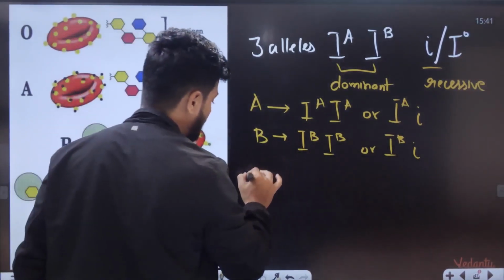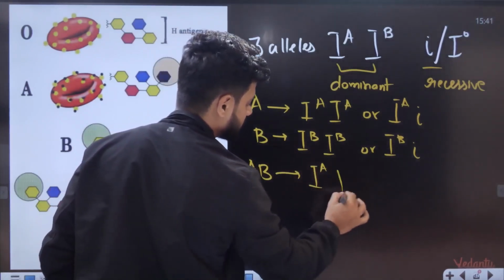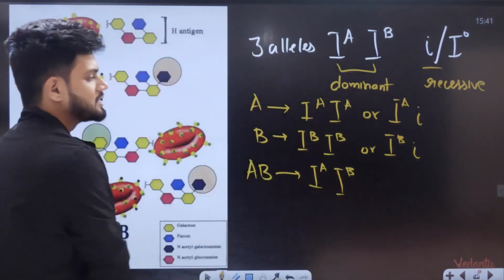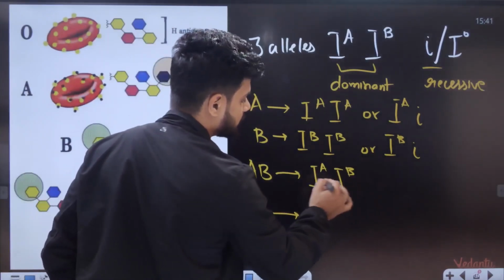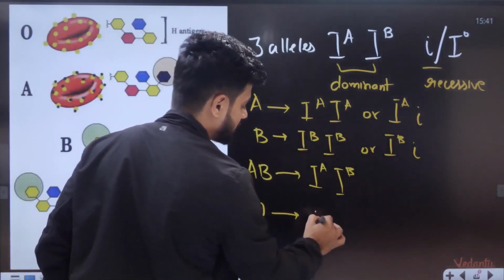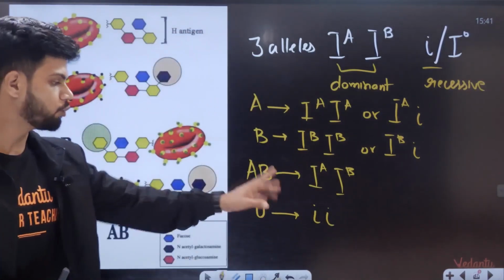Now what about AB blood grouping? In AB blood group, we will have capital IA and capital IB. Both dominant alleles are present. Now what about O blood grouping? In O blood grouping, we do not have any capital I. We will have small i present here. That is basically O blood grouping.